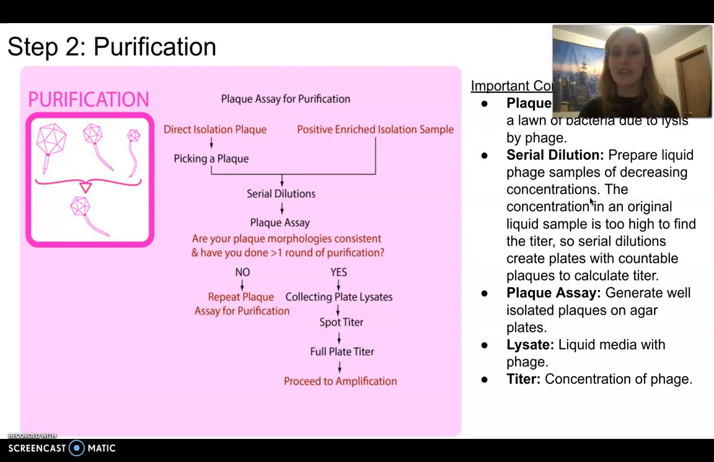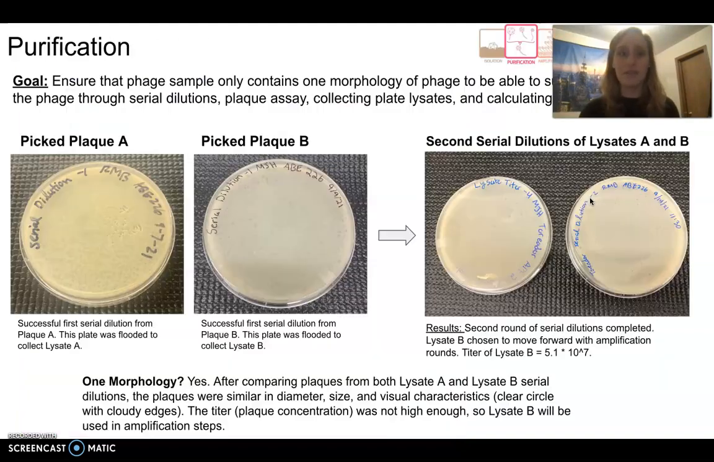Our second step is purification, where we want to purify the phage so that there's only one morphology that we're studying before going on to amplification, so that we can characterize it successfully. The image to the left is after picking plaque A in the previous slide and doing a sterile dilution of that plaque, and this plate was flooded to collect lysate A. The image in the middle is where we picked another plaque, B, and diluted it for this plate, and the plate was flooded to collect lysate B. Both plates have a lot of clear plaques present, which is a good sign.